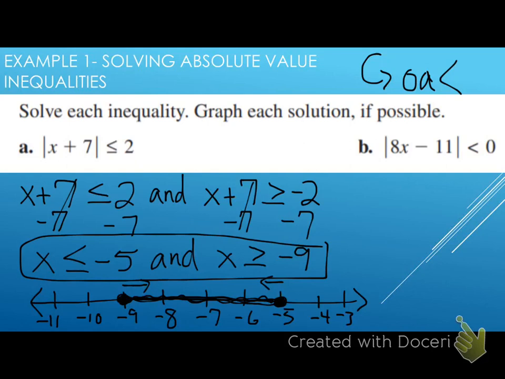Any questions on example 1A? How do I feel after one example? Very similar to absolute value equations, just a few small differences, but they're not too bad, I don't think. Okay? Can I erase A and move to B?